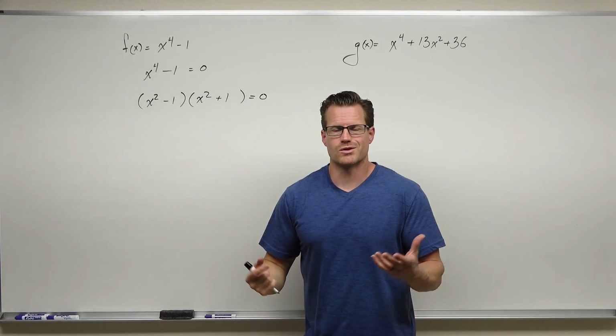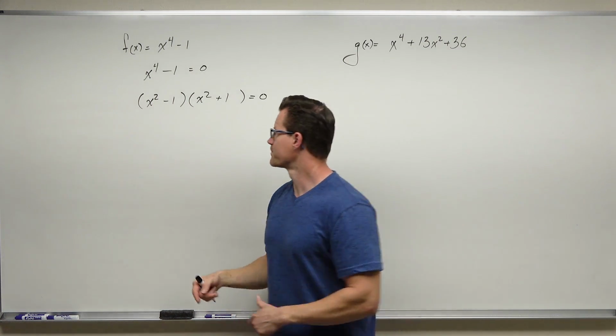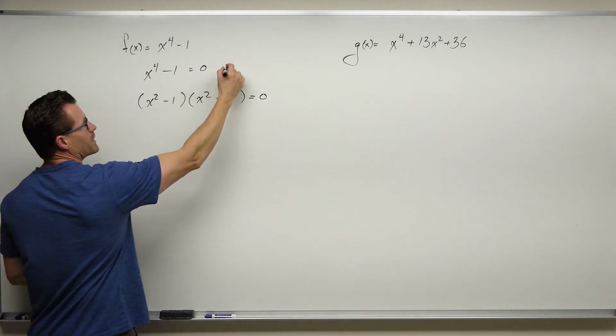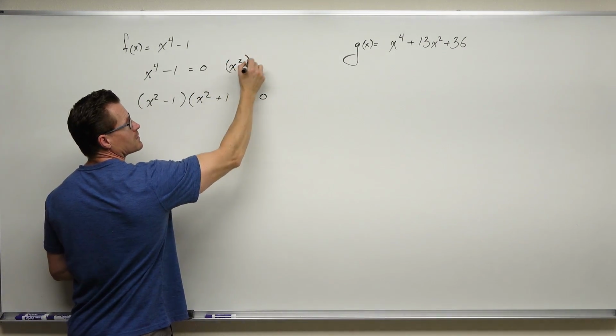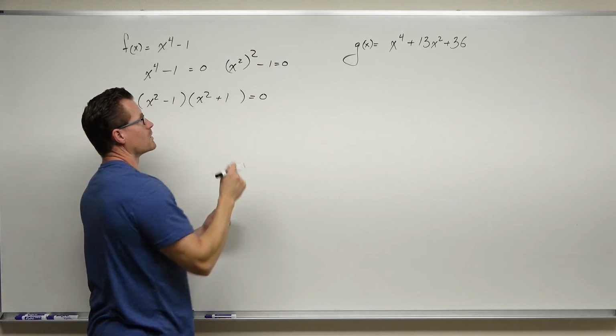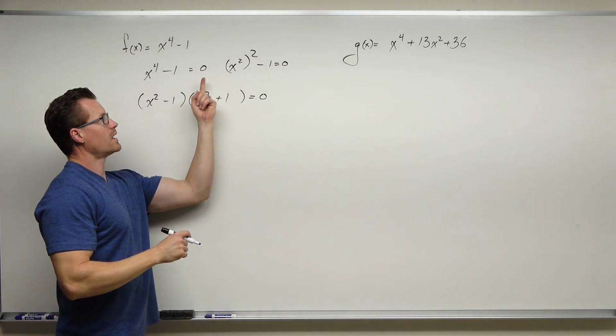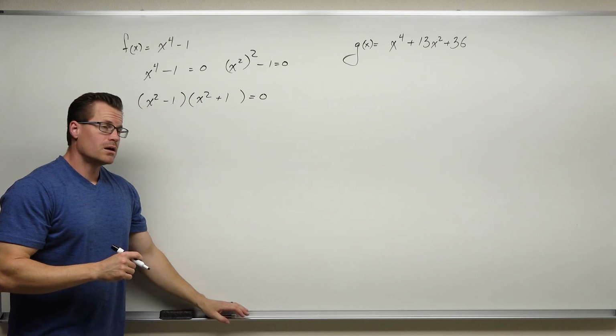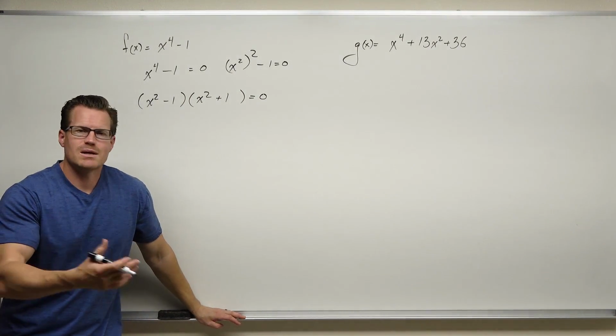That looks like a difference of squares. Why not factor it like a difference of squares? If you want to see it a little better, you can think of this as x squared squared minus 1 equals 0. That's x squared minus 1 and x squared plus 1. Okay, well, how about that? Well, let's keep on factoring.